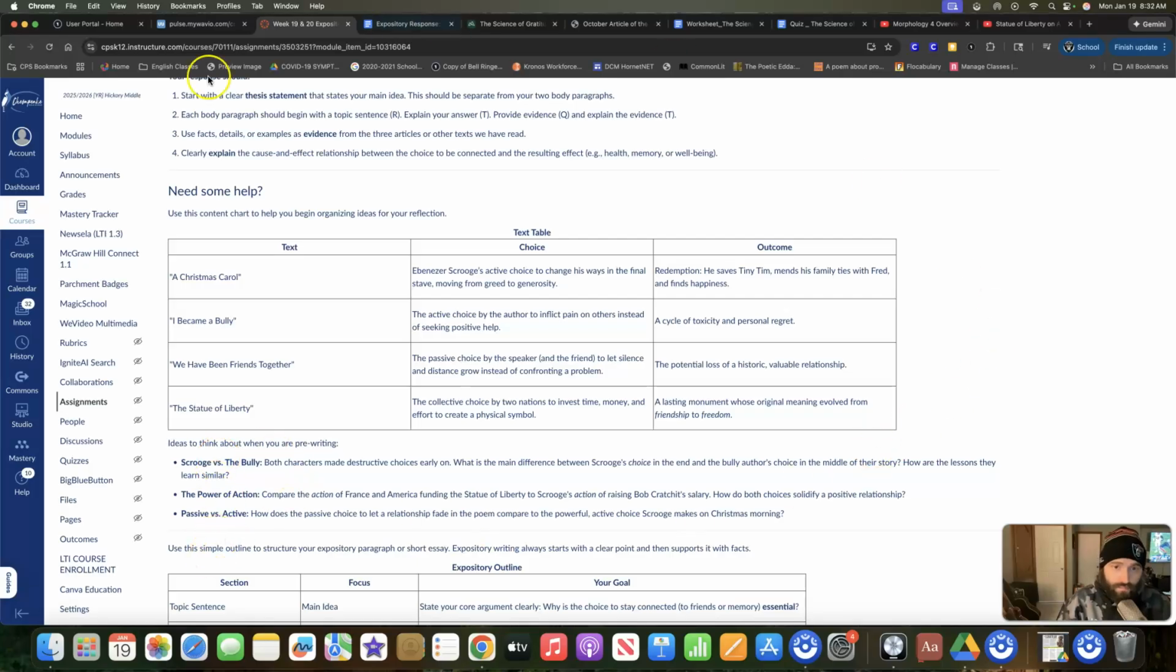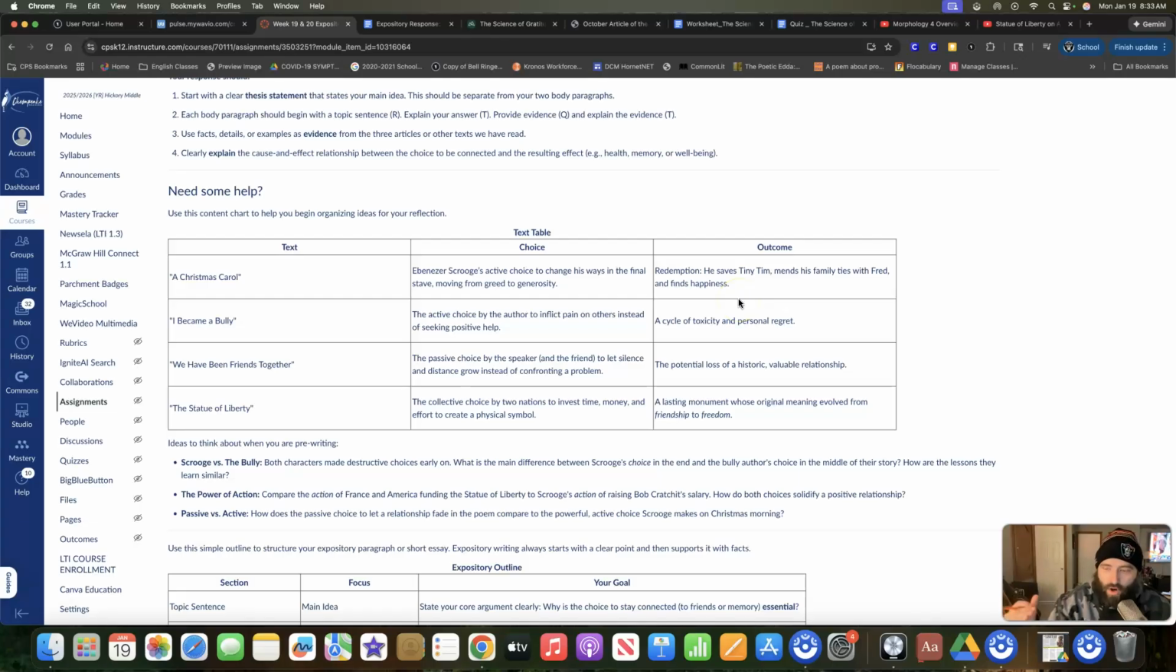Now, what we have done for you is you have all of the choices that each of these characters makes, as well as the outcomes that happen from each of these characters. So just be looking at this, right? Mine that I wrote is a single powerful choice can determine the outcome of a relationship by causing the loss of a valuable friendship, but it can also lead to redemption. Done. There's your thesis.